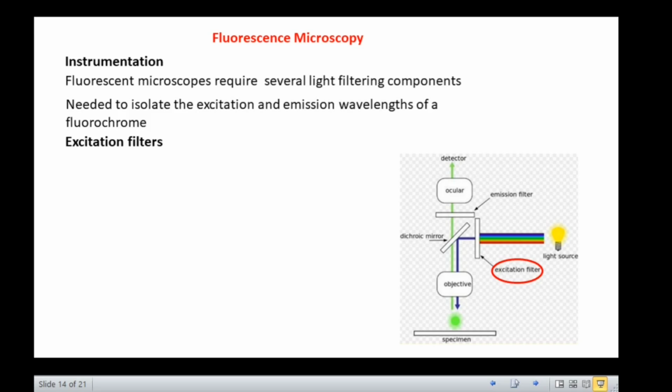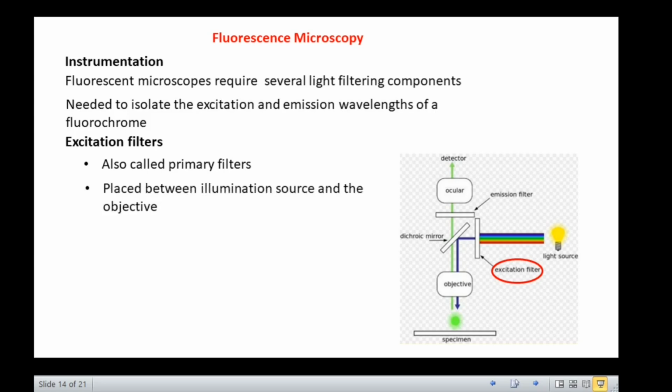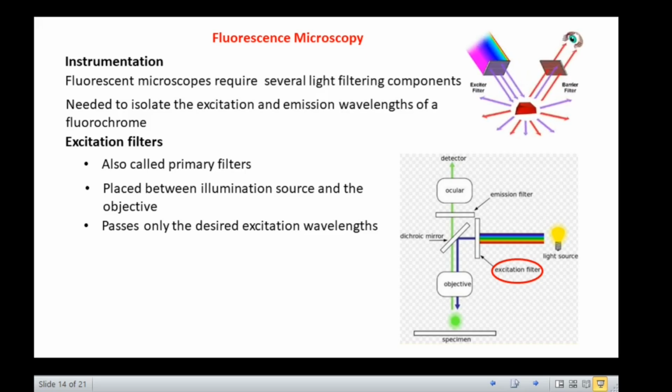These are also called primary filters and are placed between the illumination source and the objective, as you can see in the figure. The exciter filter passes only the desired excitation wavelengths, like in this case only violet or blue light is allowed. These rays are reflected down through the objective to illuminate the specimen.